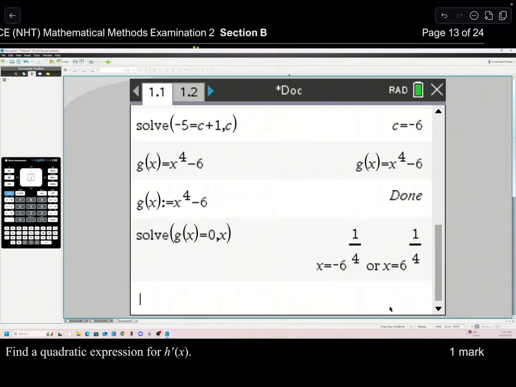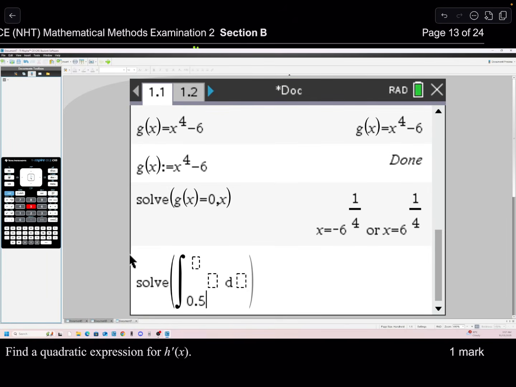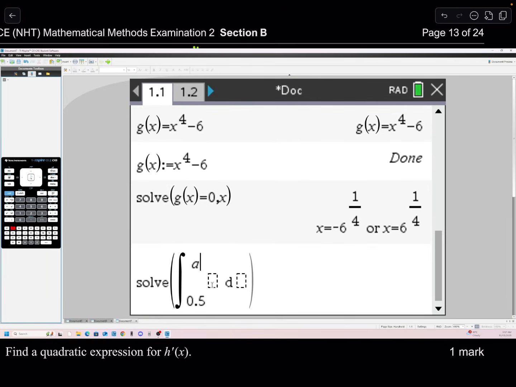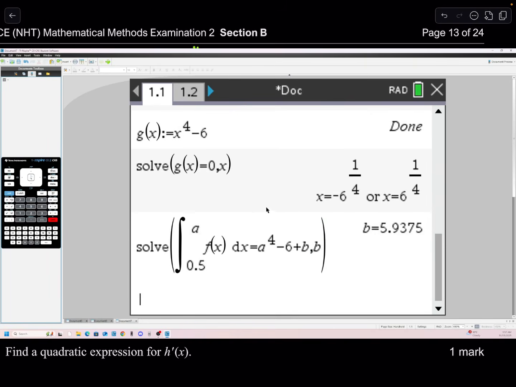Let's go. So we go on our CAS, and what we want to do is solve the integral from 0.5 to a of f of x dx is equal to a to the power of 4 minus 6 plus b, comma, b. Which, damn, we don't want it in decimal places. That's where the decimal comes out. So to make sure it's not, I will just do it by hand. So, for example, I'll take this over here.